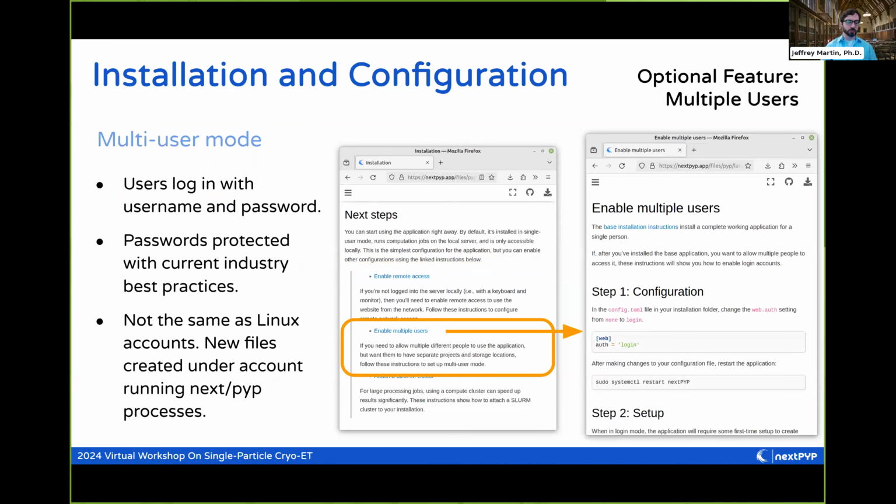Okay, next up is multi-user mode. By default, when you set up the software, it's designed for one user. And we're assuming that this user has physical access to the machine. So there's no other security because we're expecting that the physical security is the security that you have. When you enable multi-user mode, a lot of that changes. So now users will log in with a username and a password.